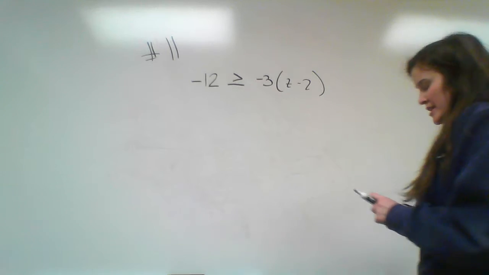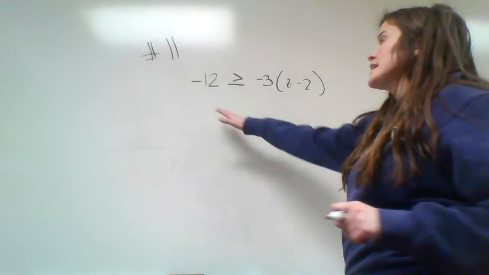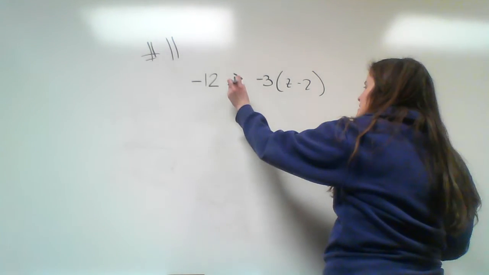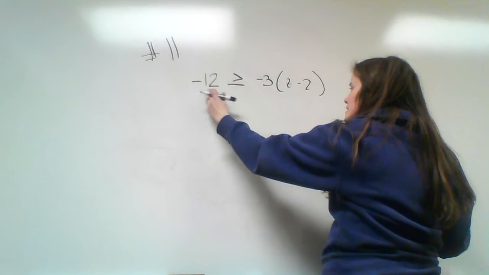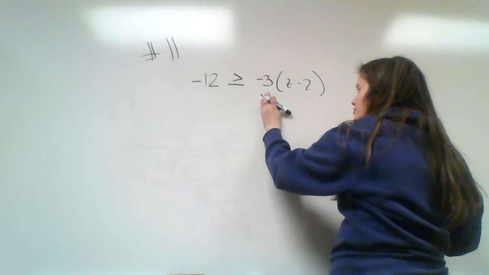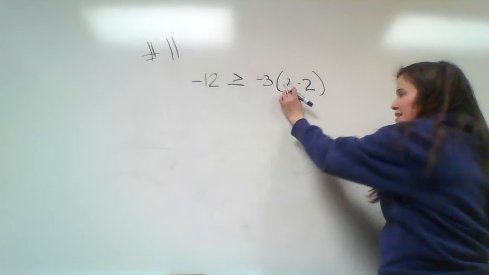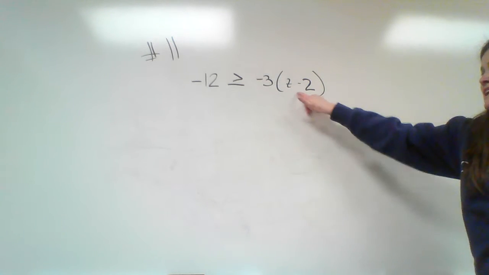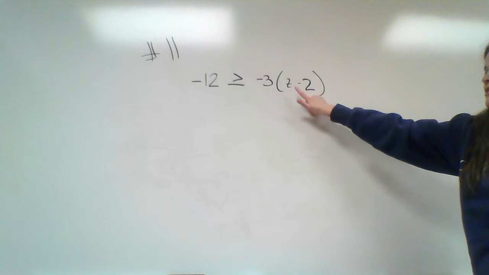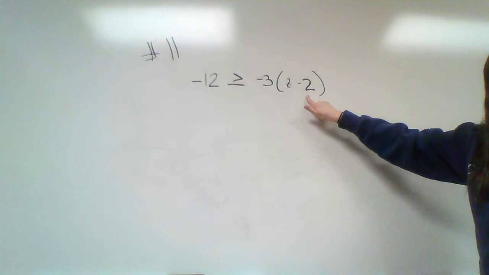So the first one in the Wednesday column. Right now we have an inequality because of this sign right here. This sign says that negative 12 is greater than or equal to negative 3 times z minus 2. Now I put a line through my z because my z's tend to look a lot like 2's. So here's a z and here's a 2 before we get started.